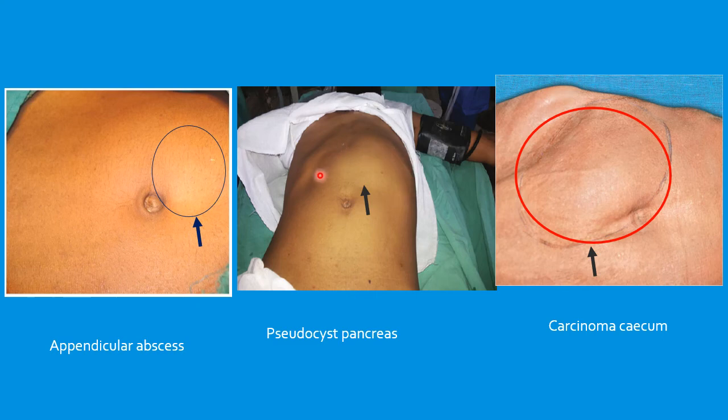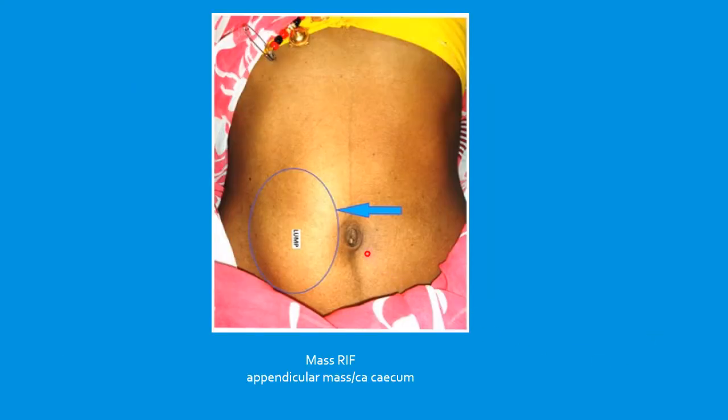In these cases, the lumps will be mildly tender and fluctuant and dull on percussion. And here is a large mass in the right iliac fossa region, very vague and diffuse, non-tender and mobile. So this is a patient with carcinoma of the cecum. This is another patient with a large mass in the right iliac fossa, which could be an appendicular mass or carcinoma of the cecum. A good history and examination may be necessary to determine the nature of the swelling, followed by investigations like ultrasound and CT scan.